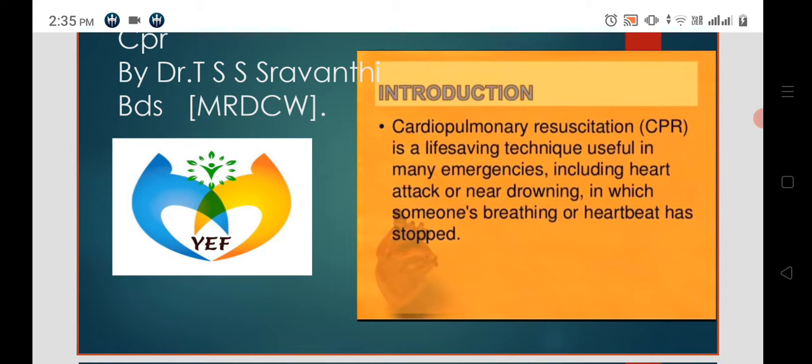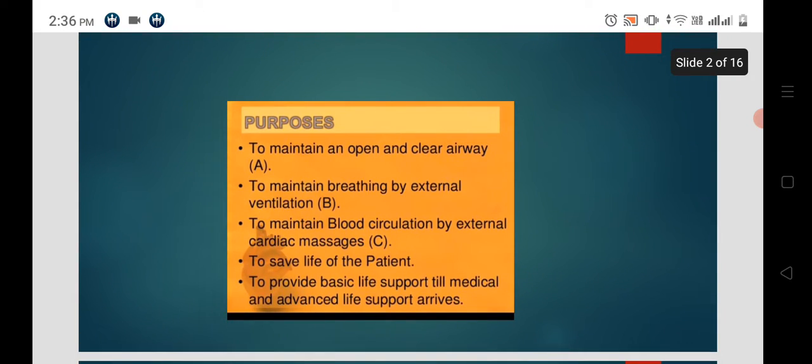So what will you do for that patient before calling the ambulance or before moving him to the hospital? For life saving, you will do a simple procedure known as CPR. It is known as cardiopulmonary resuscitation. It maintains an open airway for that person, and it maintains the breathing by external ventilation, so that the circulation will go to the heart, and there will be cardiac massage. So massaging will be done, and you will save the patient.